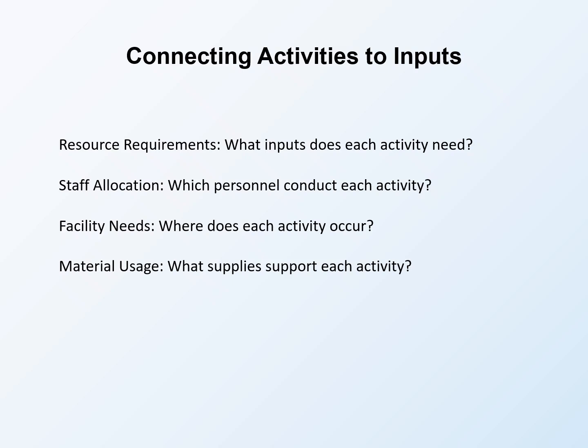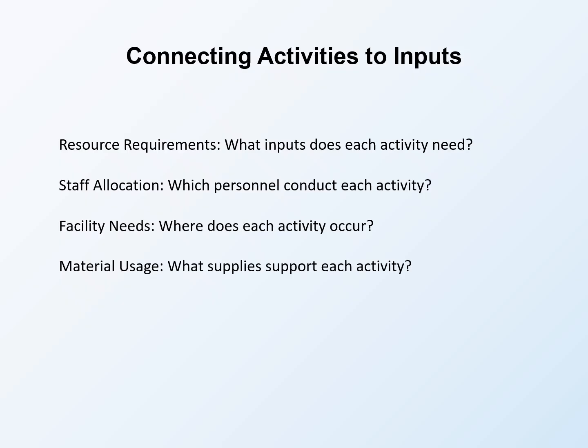Staff allocation identifies which personnel conduct each activity in your program. The project director might oversee administration and reporting. Case managers might deliver counseling and case management services. Trainers might conduct educational workshops. Each activity should have clearly assigned staff responsible for its delivery.